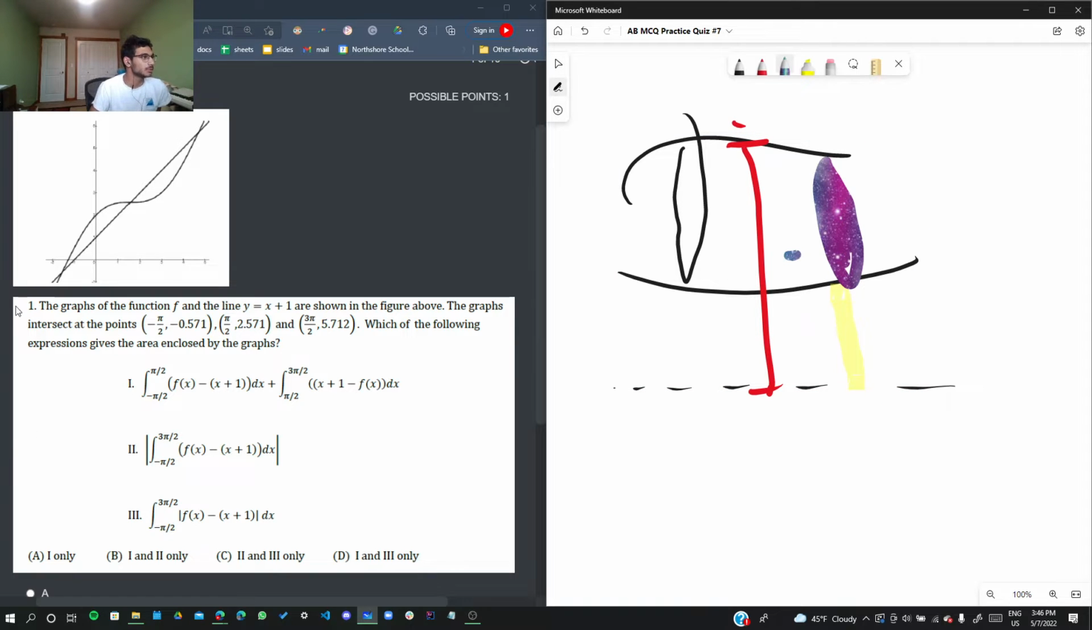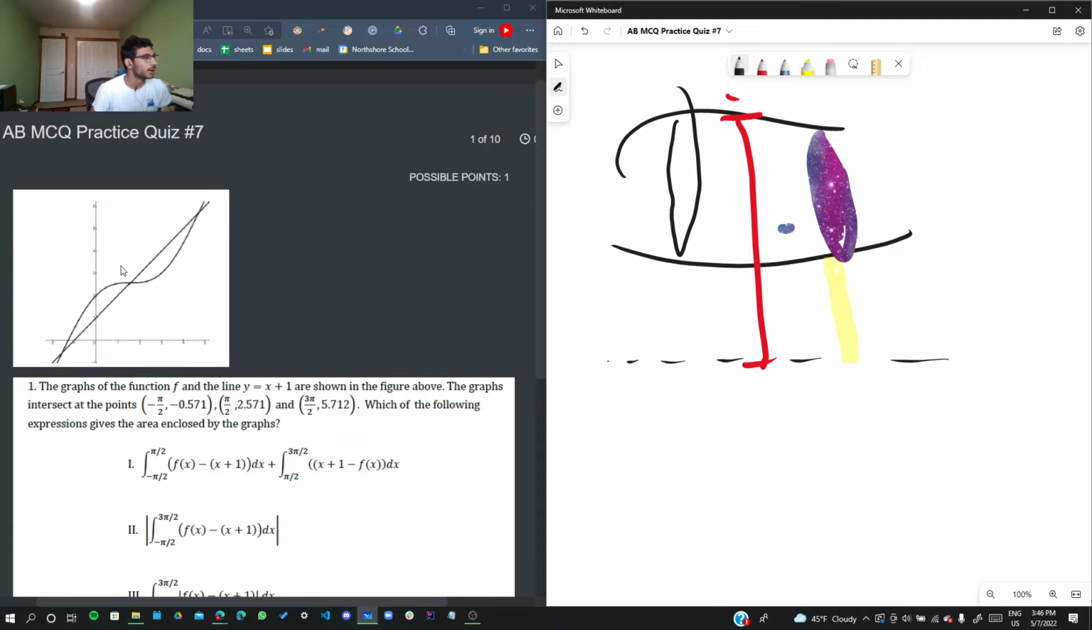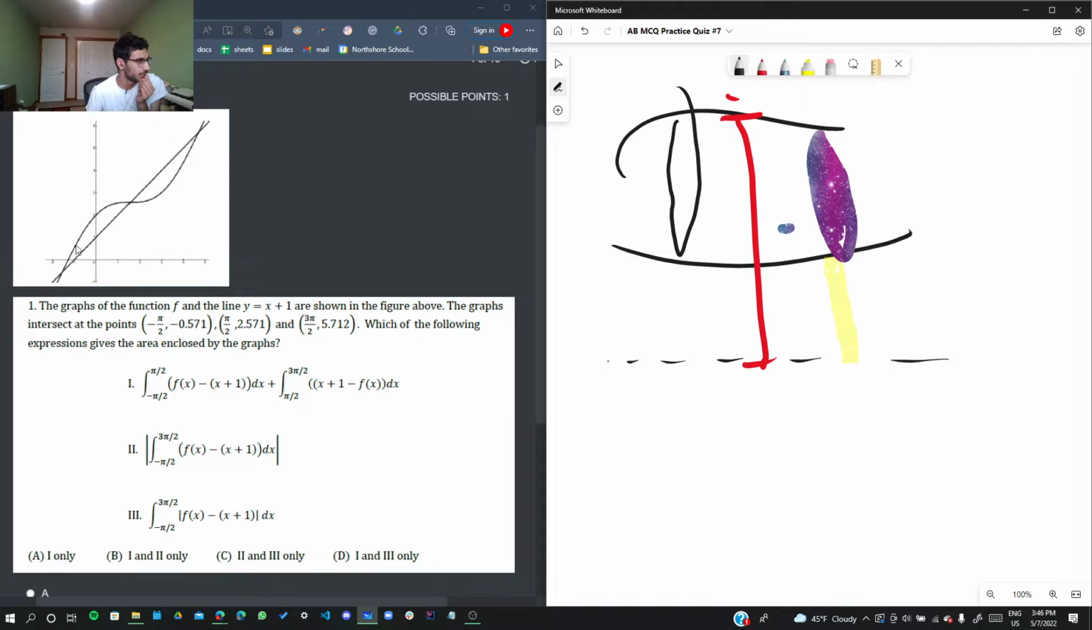So then go from negative pi over 2 to pi over 2. Okay, this is a weird one, honestly. But you have this f of x on top. I'm assuming that this curvy thing is f of x, and the bottom one is right here, the one that goes to the y-intercept of 1. That's going to be y equal to x plus 1. So from negative pi over 2 to pi over 2, it's going to be that.